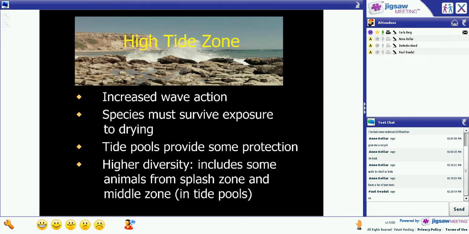All right, in the high tide zone, we have increased wave action. The species or organisms who live here must be able to survive exposure to drying out. There are tide pools, like we talked about, that provide some protection. And there is a higher diversity of animals, including some animals from splash zones and the middle zones in the tide pools.